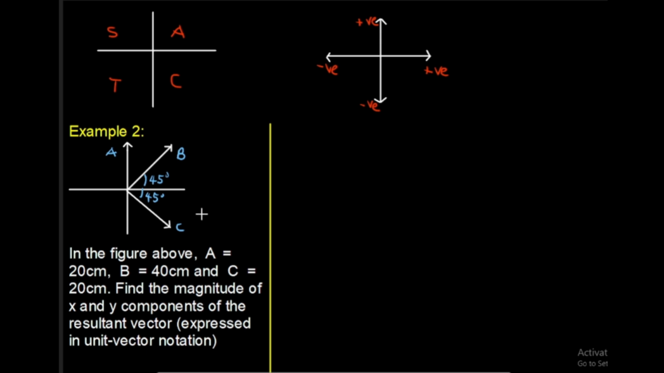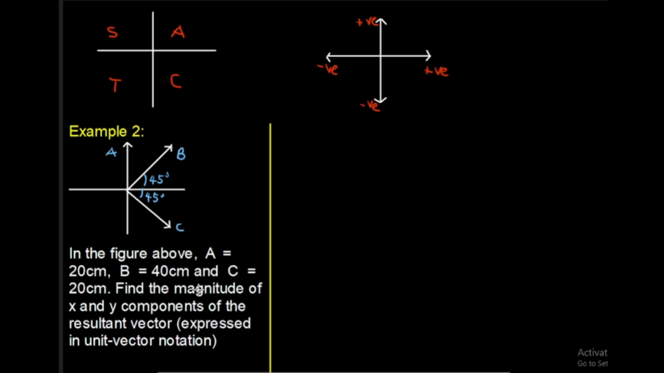Now, in some cases, you may have more than one vector acting at a point. Like in this case here, we have vector A, vector B, and vector C. We have three vectors acting at a point. If you read this question, example 2, they said in the figure above, A is equal to 20 cm. So this is like a displacement vector. All right. So A equals 20 cm, B equals 40 cm, and C equals 20 cm.